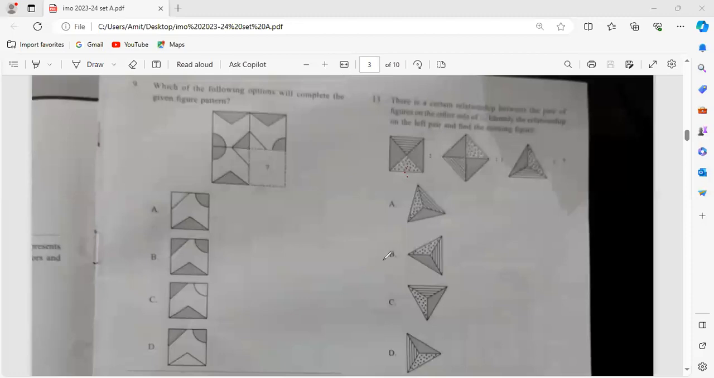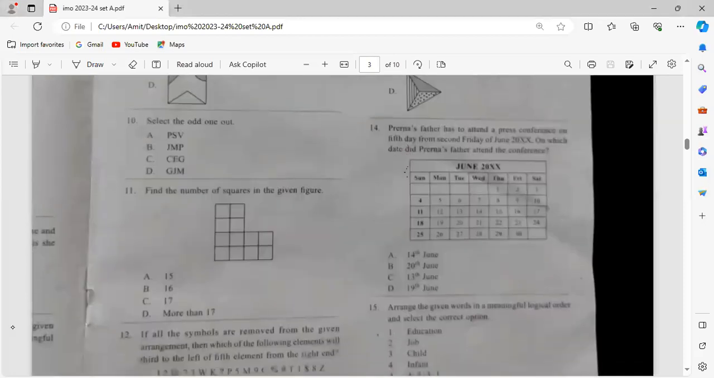So question number 13, the answer will be, if you see, it's tilting anti-clockwise. So anti-clockwise, if you see, and then this has to be on the side and this will be on the top. So my answer will be option C. Let's move on to 14.